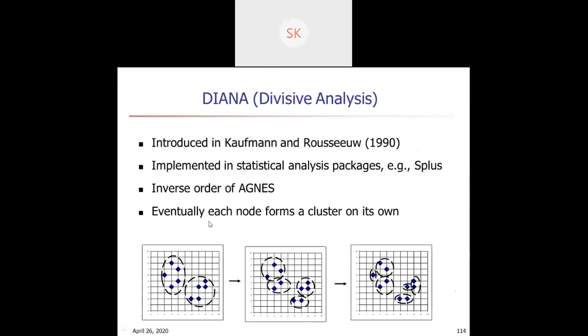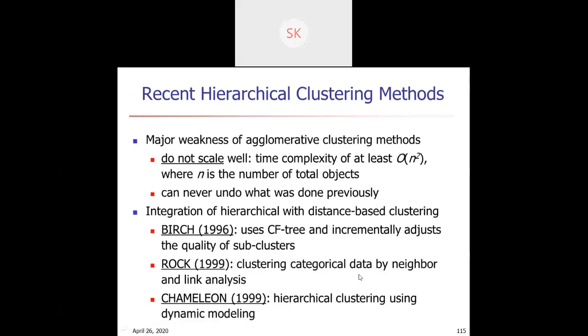Second, DIANA, divisive analysis, introduced in 1990, also in S-Plus, is in reverse order of AGNES. Eventually, each node forms its own cluster. It works the opposite way: at the start all objects are in one cluster, then we split it and form more clusters. The major weaknesses of recent hierarchical clustering methods are that they do not scale well, with time complexity at least O(n squared), where n is the number of objects, and that they can never undo what was done previously.